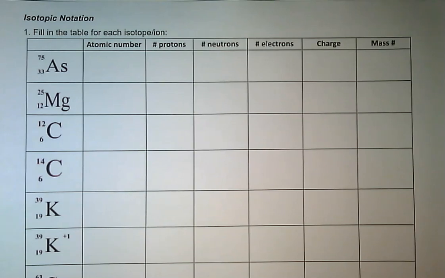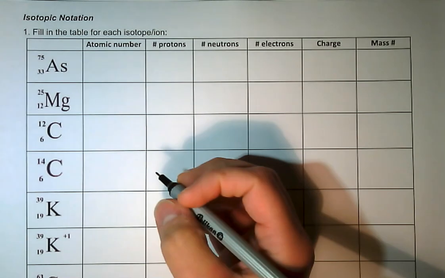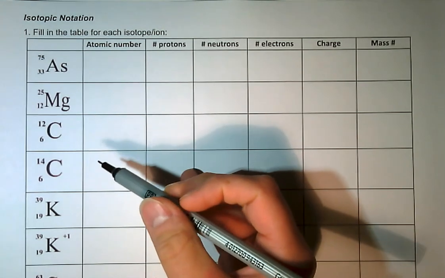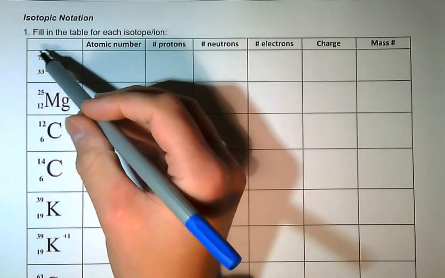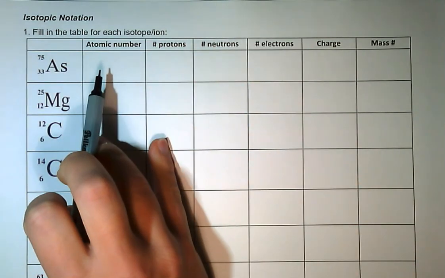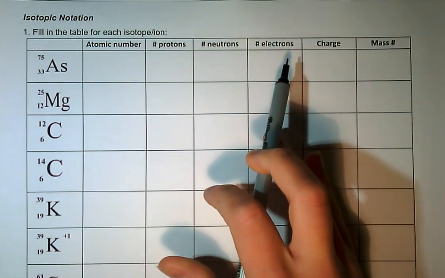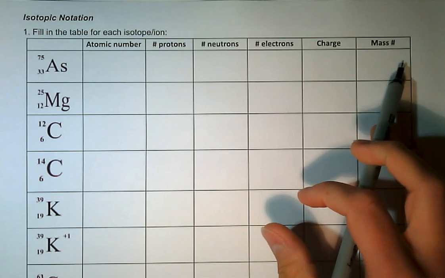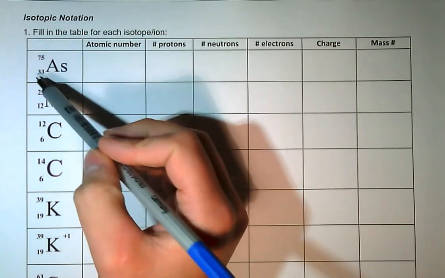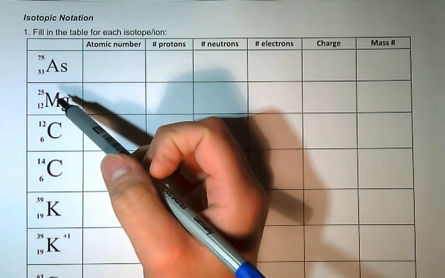In this video, we are going to look at the worksheet on isotopic notation. And so we're going to start by filling in the table that is on this worksheet. With this part of the worksheet, we are given an isotopic notation, and we need to provide the atomic number, protons, neutrons, electrons, charge, and mass number based on the isotopic notation that is given.